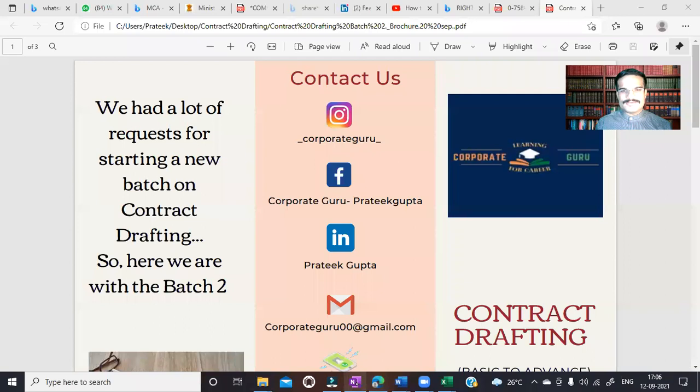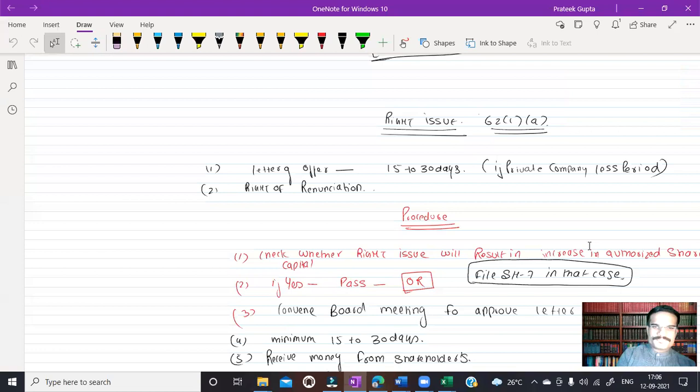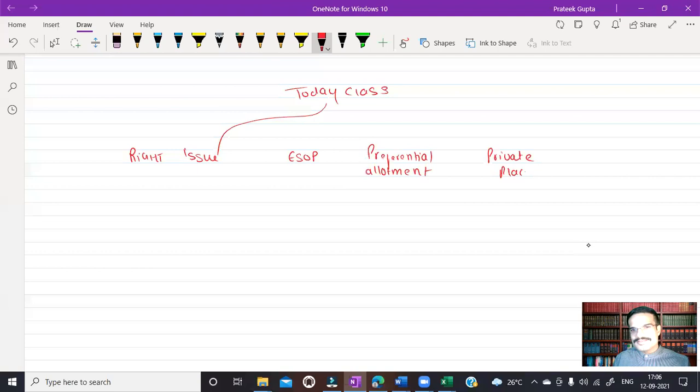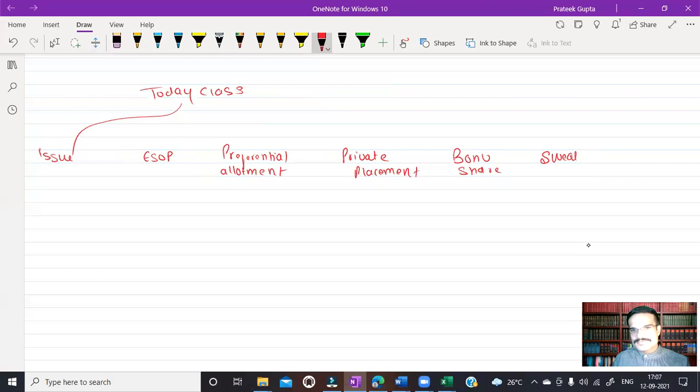Let me share the screen with everyone first of all. In today's class, we will understand the concept of rights issue. We will understand the concept of ESOPs. Thereafter, preferential allotment. Thereafter, private placement. Thereafter, bonus shares. And the last one is sweat equity shares. All these concepts we will learn in today's class.